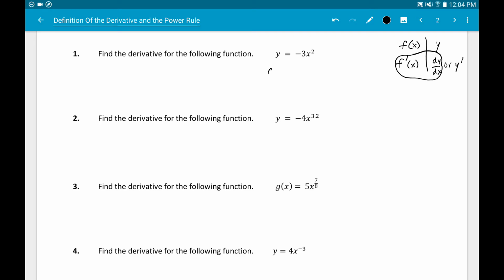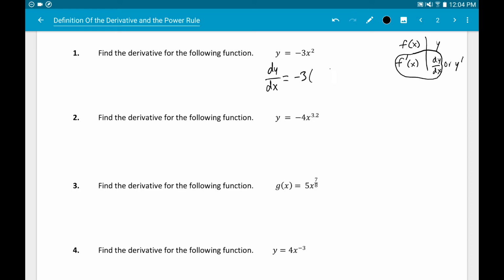So I want the derivative here. Now we already did the derivative of x squared. The difference here is you've got a coefficient, negative 3, sitting in front of the x. The way derivatives work, you can always just bring down the coefficient. So I'm going to bring negative 3 down, and then I'm going to do the derivative of x squared. The derivative of x squared is 2x. So in other words, I've got negative 6x. There's my solution.